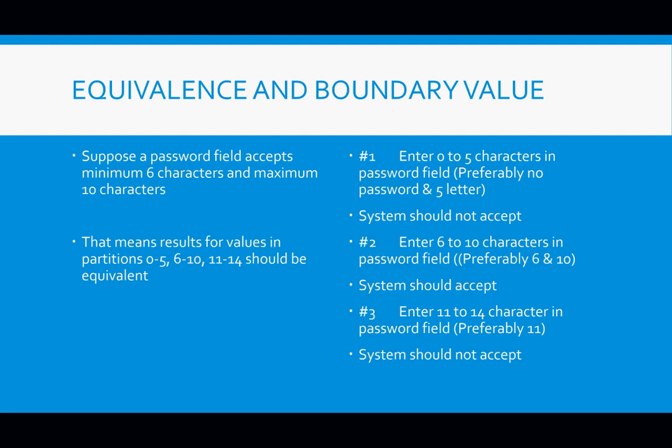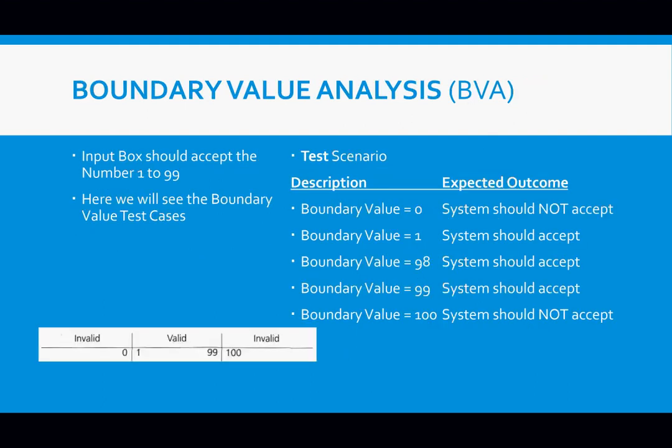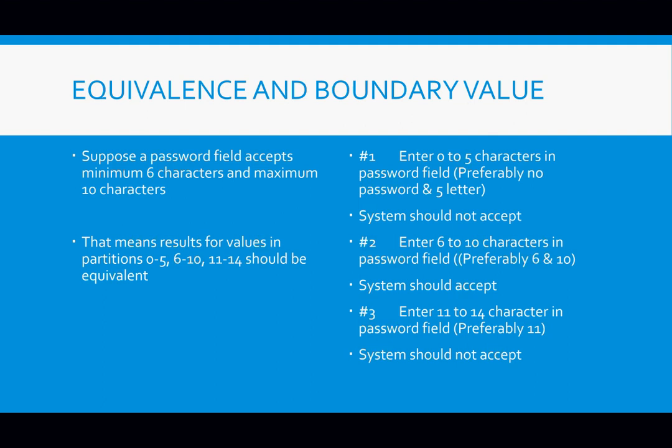Another good example is an application that accepts a password, and this password should be a minimum of 6 characters and a maximum of 10 characters. In this case, it's not as easy as the former one where we have just invalid and valid. It's more than that. This one has more than two partitions. You have 0 to 5, because 0 to 5 characters should not be accepted. 6 to 10 characters should be accepted. And 11 to whatever it is should not be accepted. So that's what you want to do.